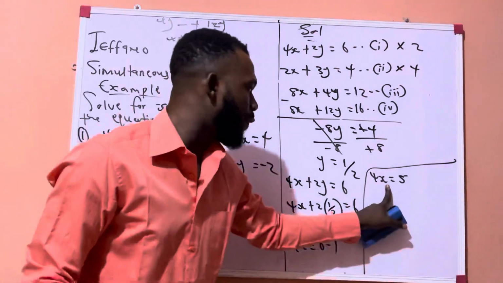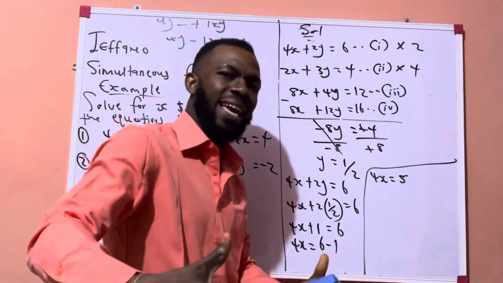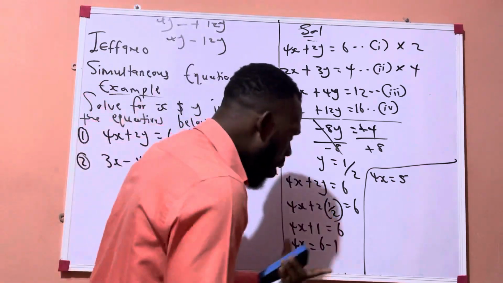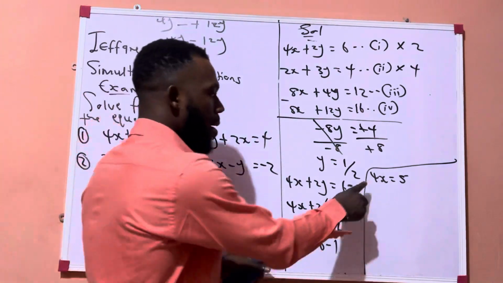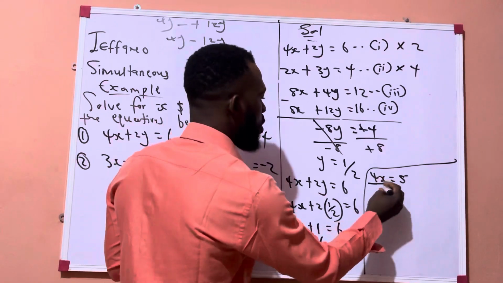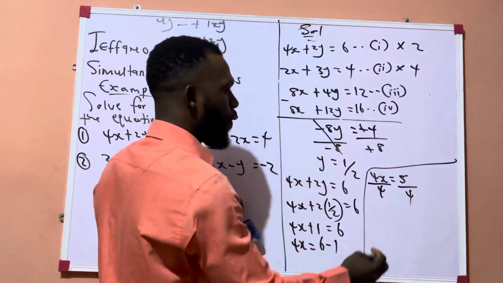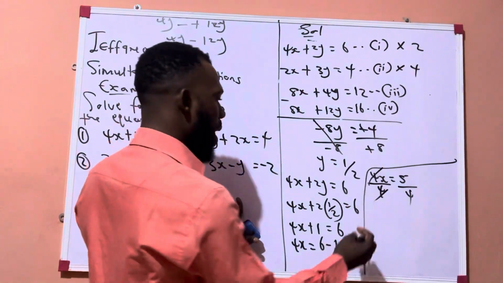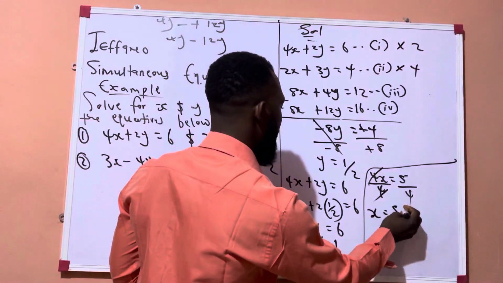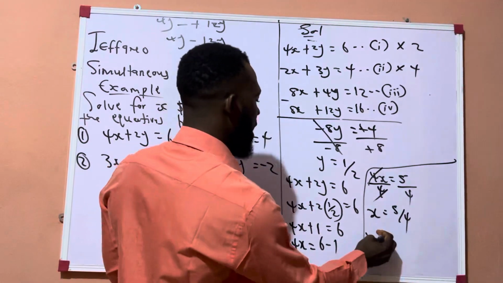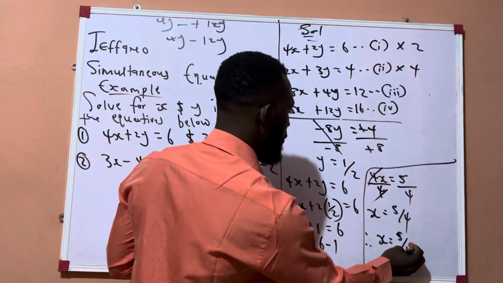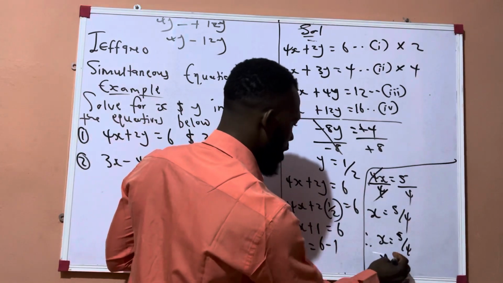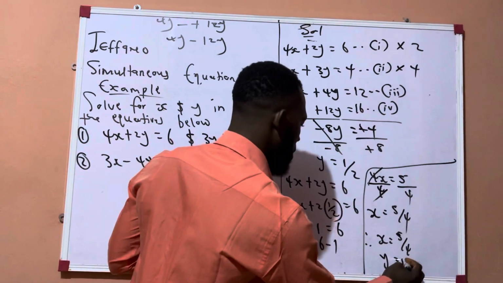Now for us to get the value of x, what do we do? We need to make x the subject of the formula. And how can we make x the subject of the formula? By dividing both sides by 4. Here becomes over 4 and here becomes over 4. So when 4 cancels out 4, what do I have? x is equal to 5 over 4. Therefore, x is 5 over 4, y is, what's our y? 1 over 2.